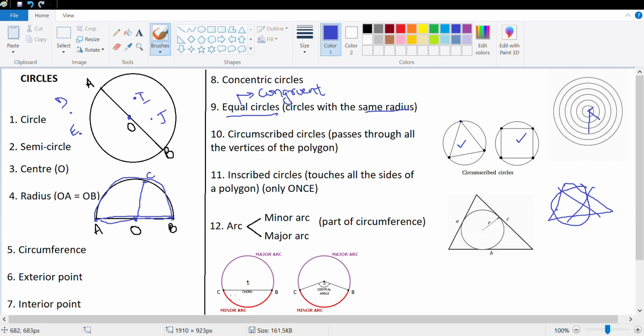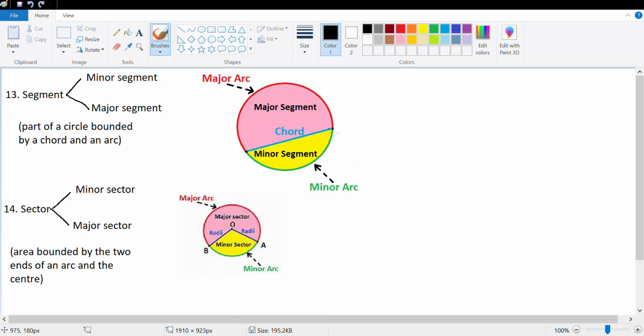Arc, major and minor. Arc is basically part of a circumference. The smaller is known as minor. The major one, which is the bigger one, is known as the major arc. Let's look at some other things, which is segment. Segment is a part of a circle which is bounded by a chord and an arc. So chord and minor arc gives a minor segment. Chord and major arc gives a major segment.